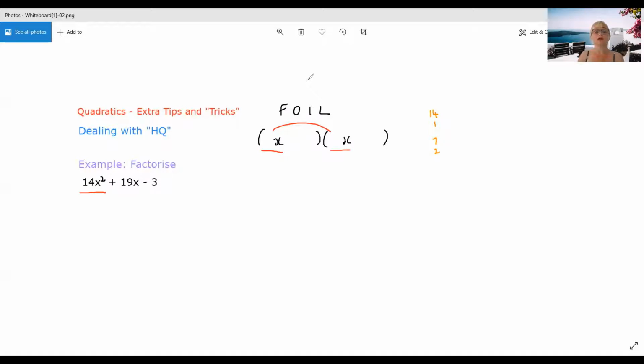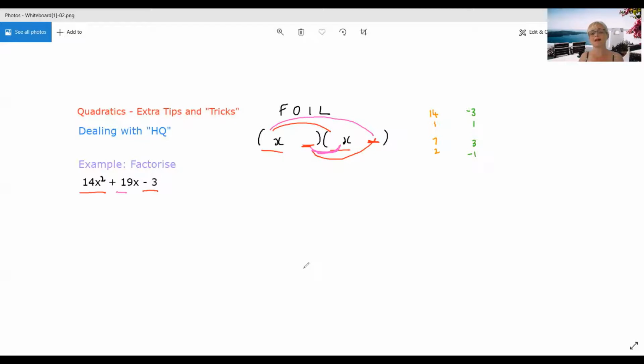Then, of course, we know that the last terms are going to be constants, and they are going to multiply to give -3. So in this scenario, we're going to need either -3 and +1 or +3 and -1. This is where it gets a little bit fiddly. We're not too bad here because we don't have too many different possibilities for our factors. But the way I was taught to do it was to remember that your middle term comes from your outer and your inner. So they give you your x term. So we need to get the correct combination of these factors so that we'll get a +19.